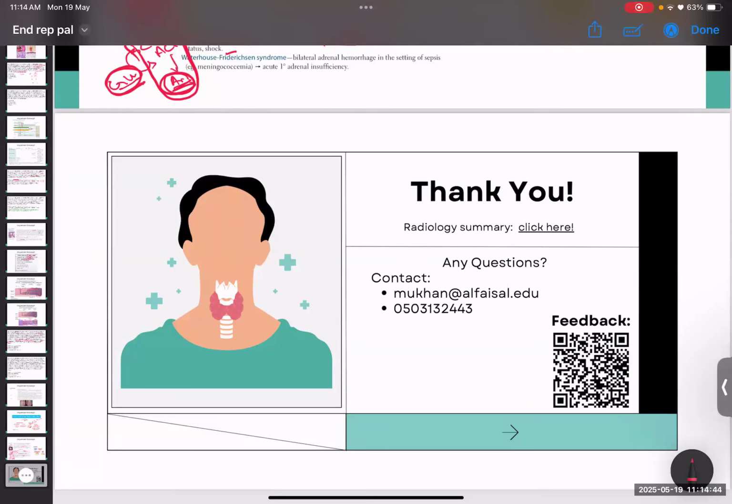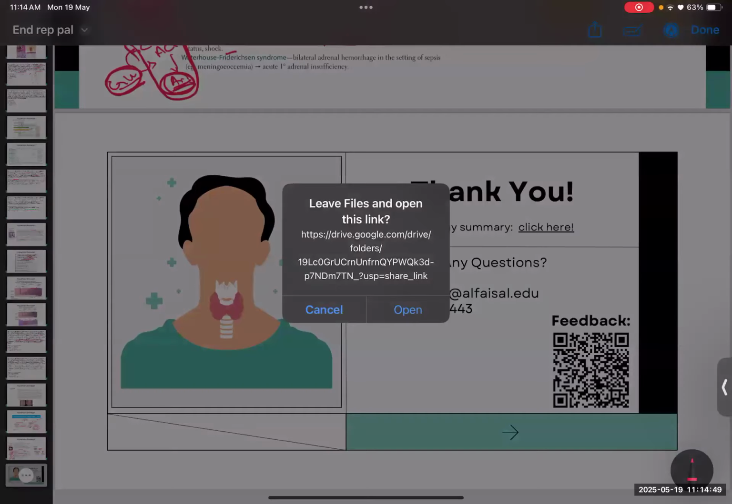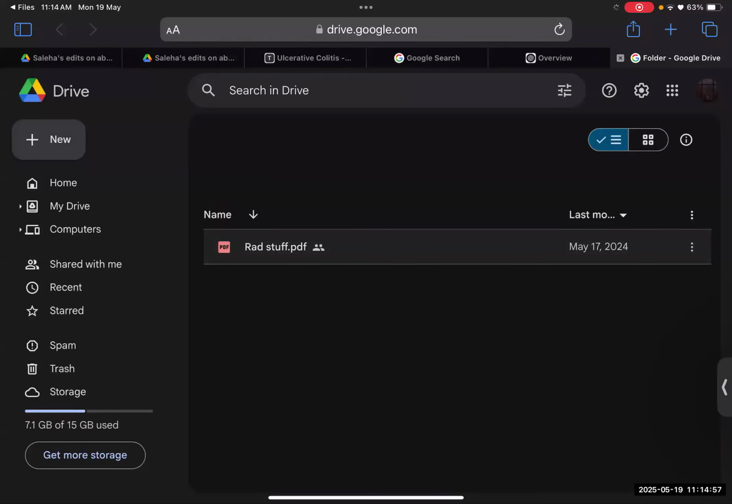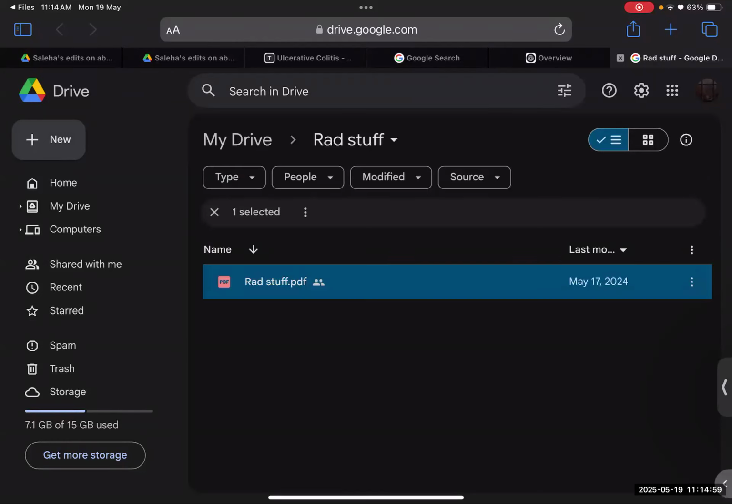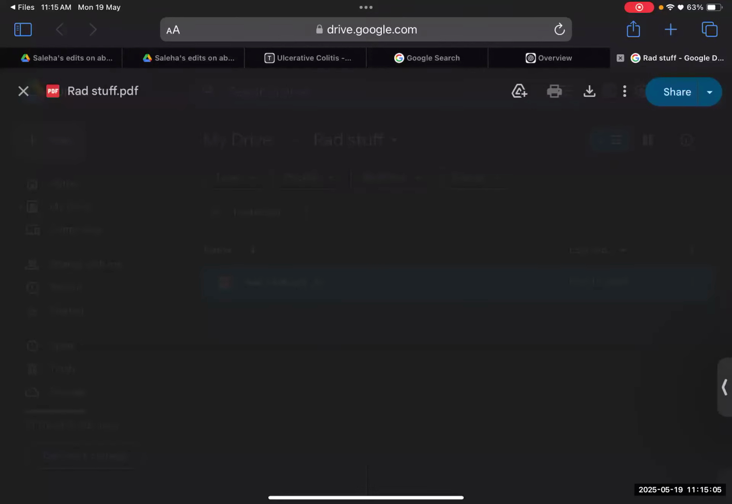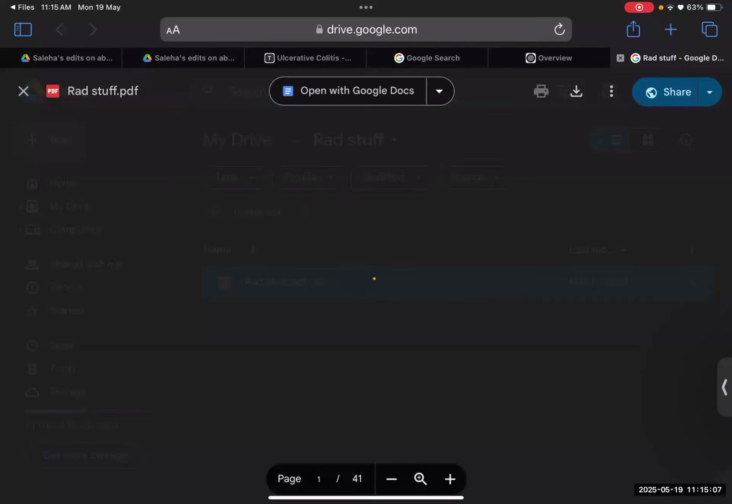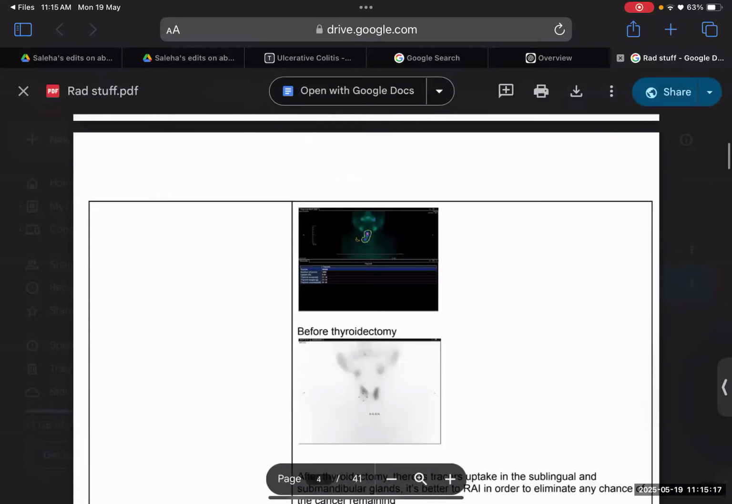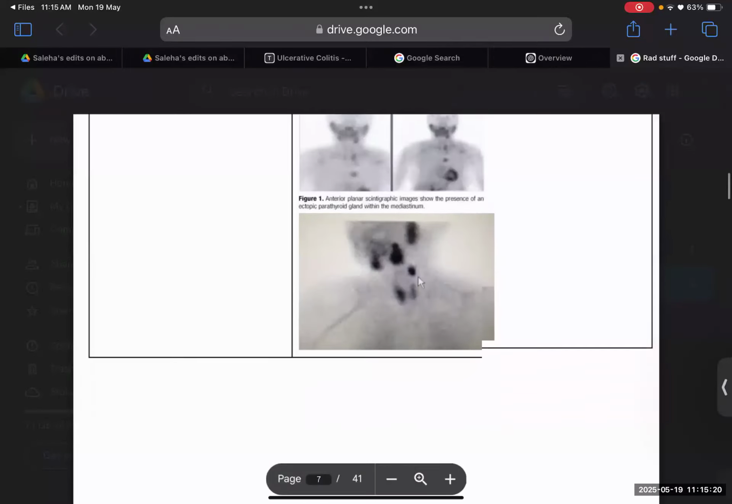I did make a radiology summary, like I mentioned last year, which had all the imaging that was there in the lecture. I don't know if you guys have the same lectures as we did from our batch. If you do have the same lectures, then I would tell you that you can rely on the summary for a good last minute revision. It's taking a while to open, honestly. But this is the file. It's 41 pages long, and it has the clinical correlation with the imaging.